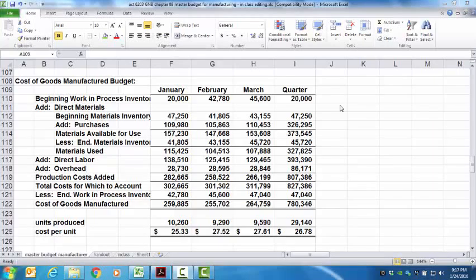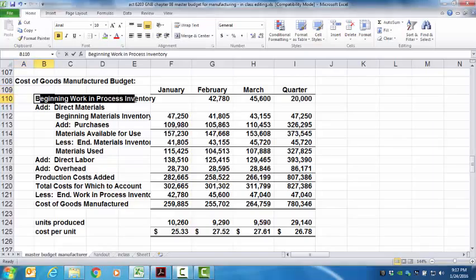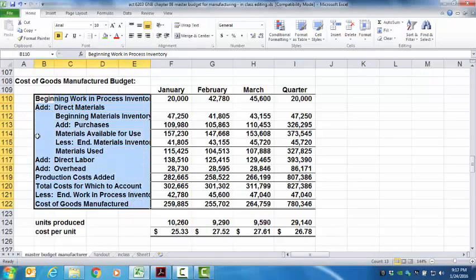This is part 4 of the master budget. We're going to pick up with the cost of goods manufactured. And just like the cash budget, this budget here is also summary in nature, meaning we're going to refer back to most of the other budgets that we've already prepared. If you look close at the actual construction of the budget itself over here, you should note that this looks very familiar to you.